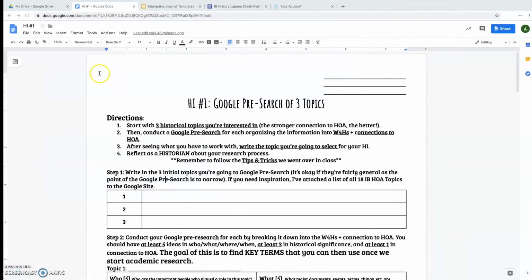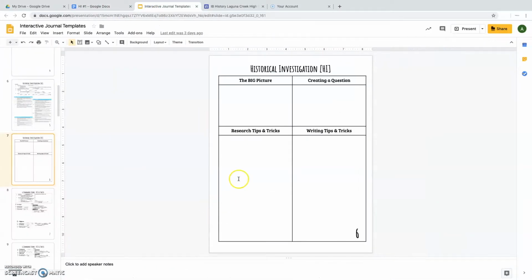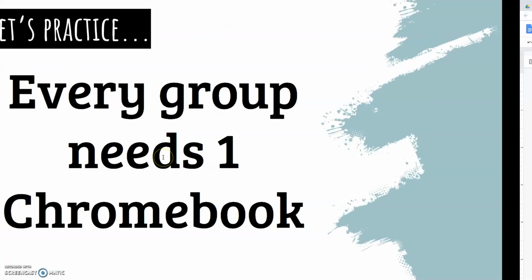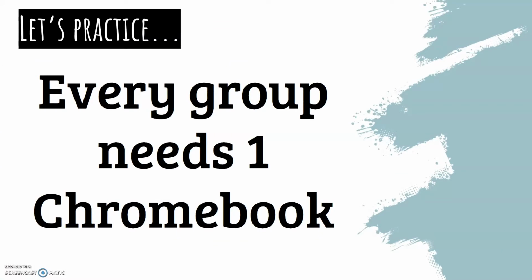And back to our tips and tricks for research, what I would want you to have written down is for Google pre-search, you can start with something like Wikipedia. Very basic understanding, outlined pretty effectively, but then you want to be able to cross-reference and check with other sources. Things that are considered reliable and credible, like history.com.